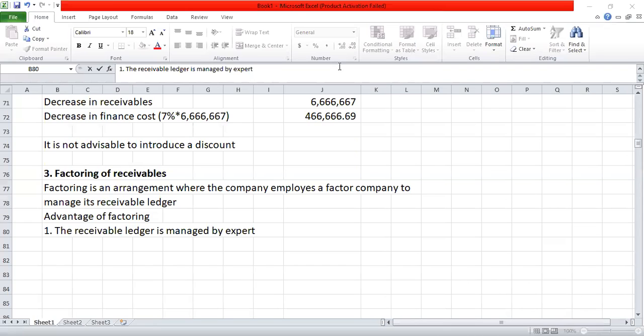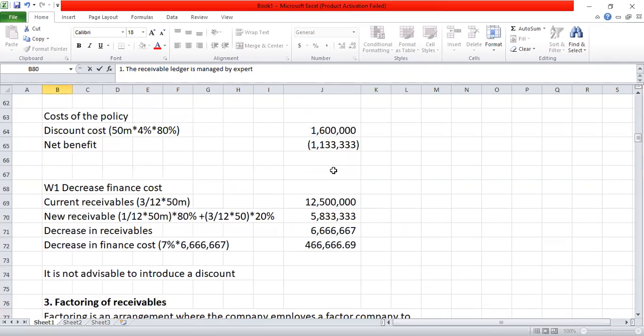Why did we consider time in determining a decrease in finance cost and not consider time on the latter? Which latter are you talking about, Yosam? Okay, I can come back here. No problem.